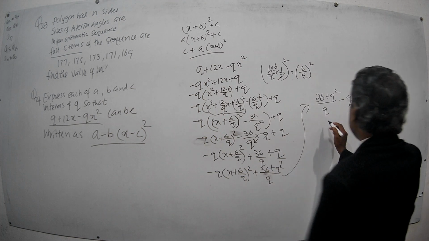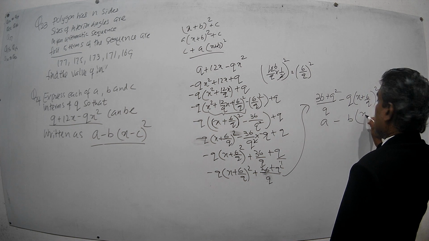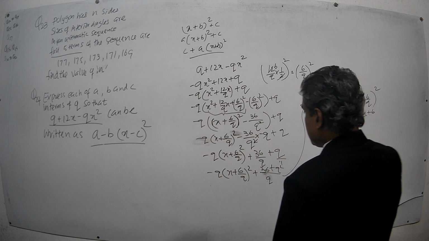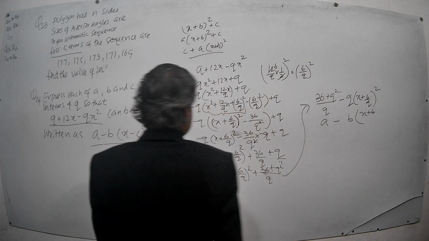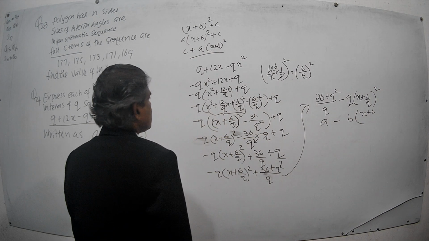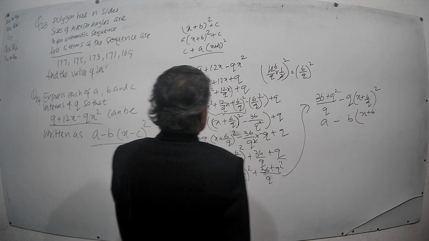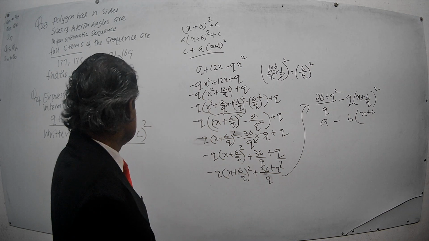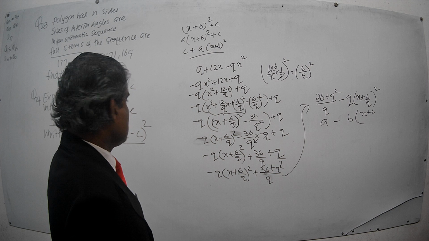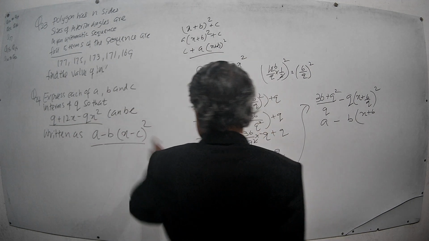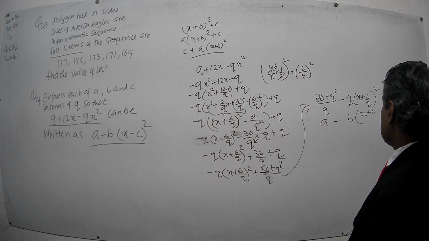Now we write this one here: a minus b times x plus c squared. Then x plus 6... we didn't get that. x minus 6. We got this 6 over q, a positive value.